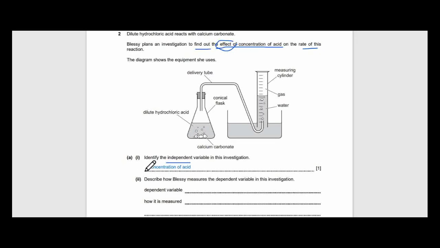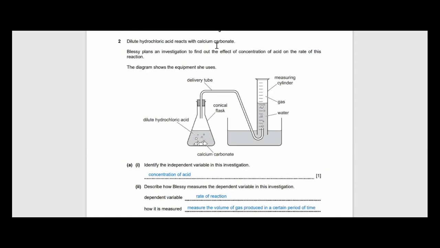Question A, part 2: describe how Desi measures the dependent variable in this investigation. What is the dependent variable and how is it measured? 10 seconds from now. 10, 9, 8, 7, 6, 5, 4, 3, 2, 1. Alright, let's open up the answer. Well, the dependent variable is the rate of reaction.